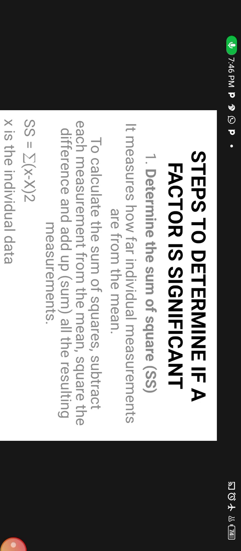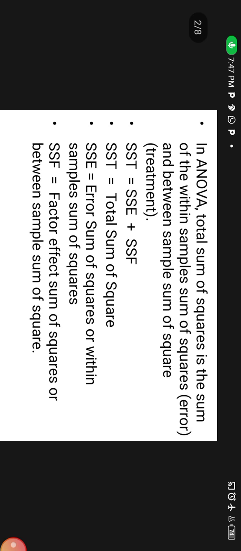This sum of square measures how far individual measurements are from the mean. To calculate the sum of square, you subtract the mean from each measurement, square the difference, and sum up all the resulting values. Mathematically, we say that SS, which is sum of square, is the summation of small x minus capital X-bar, all squared. Small x is the individual data, while capital X-bar is the mean of the data.